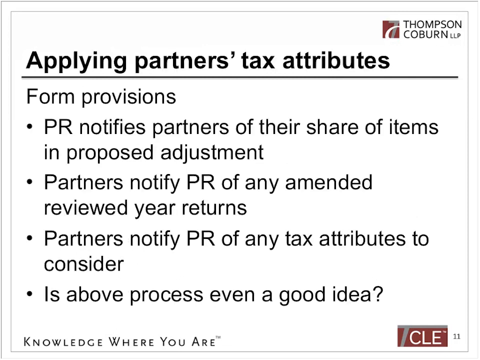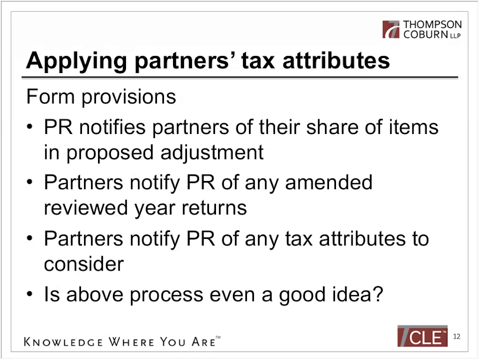So you're going to want to do amended returns for the reallocations. So consider in the form provisions the partnership representative notifying partners of their share of items in the proposed adjustment. The partners then notify the partnership representative of any amended returns for the reviewed years. The partners notify the partnership representative of any tax attributes to consider. So that's the process I would envision. I envision a flexible process.